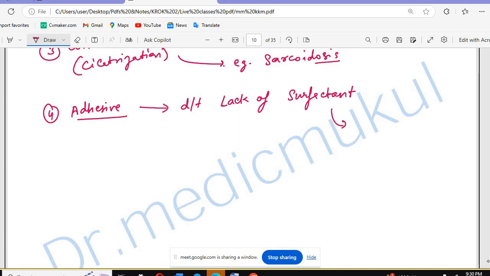Now see, which cell produces the surfactant? We have the alveolar type 1 cell, or the alveolar type 2 cell. So which cell produces the surfactant? Type 2. So the type 2 alveocytes produce surfactant. You have to remember this one as well. Okay, see the spelling. Type 2 alveocytes are what produce the surfactant.